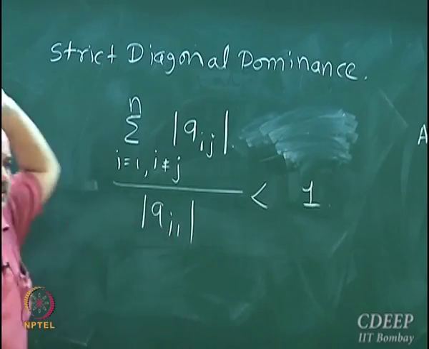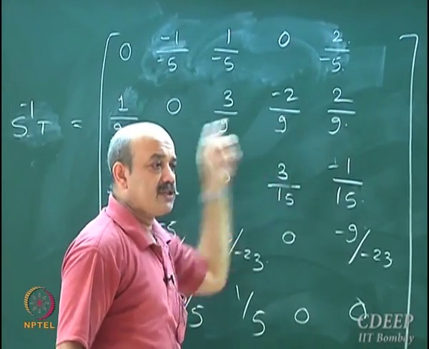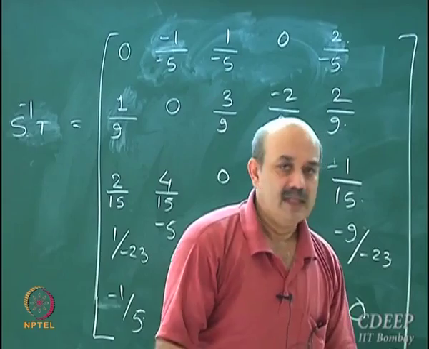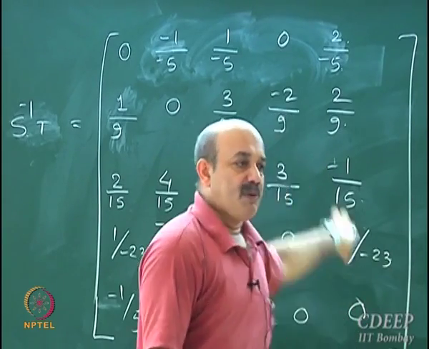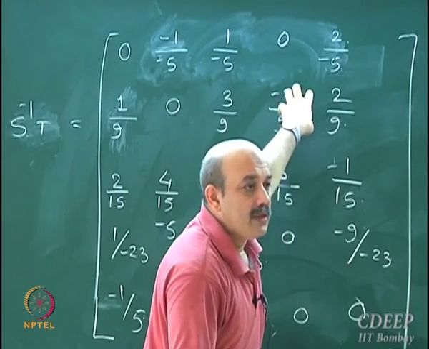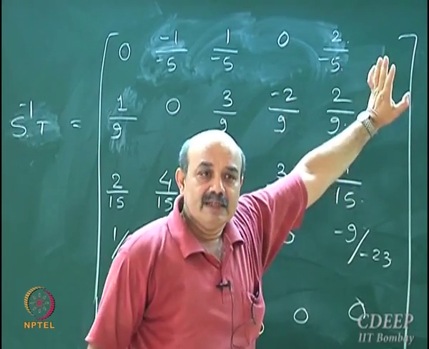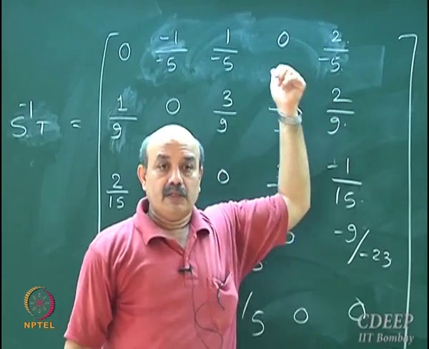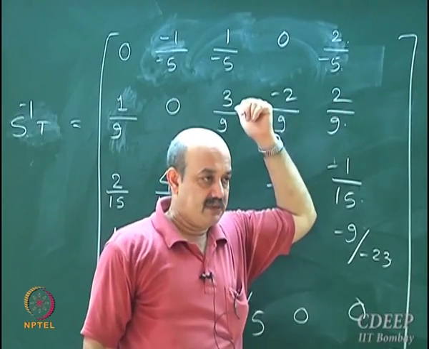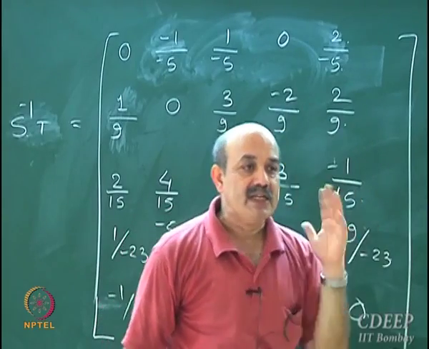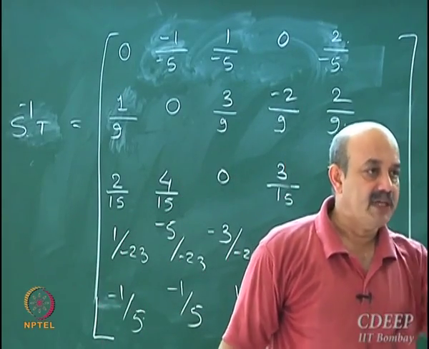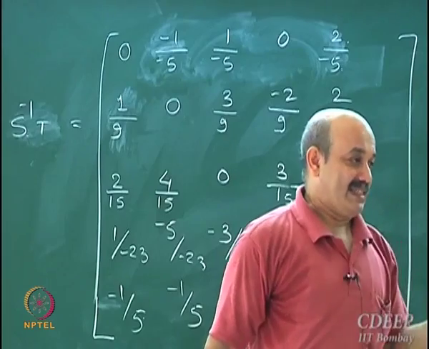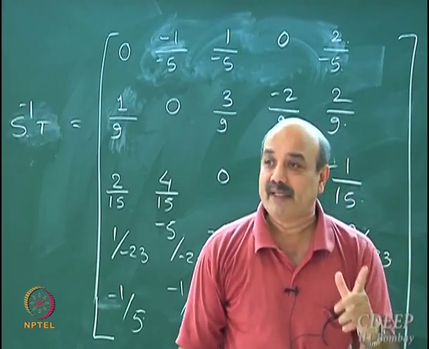You can see here, you add the absolute values of each one of these rows. If each one of them is less than 1, the maximum is also going to be less than 1. What does it mean? The spectral radius of this matrix is strictly less than 1. So if A is diagonally dominant, the Jacobi matrix which you get by S inverse T has spectral radius strictly less than 1, which means Jacobi iterations will converge without having to solve it, for an arbitrary initial guess. Very, very important: for an arbitrary initial guess.